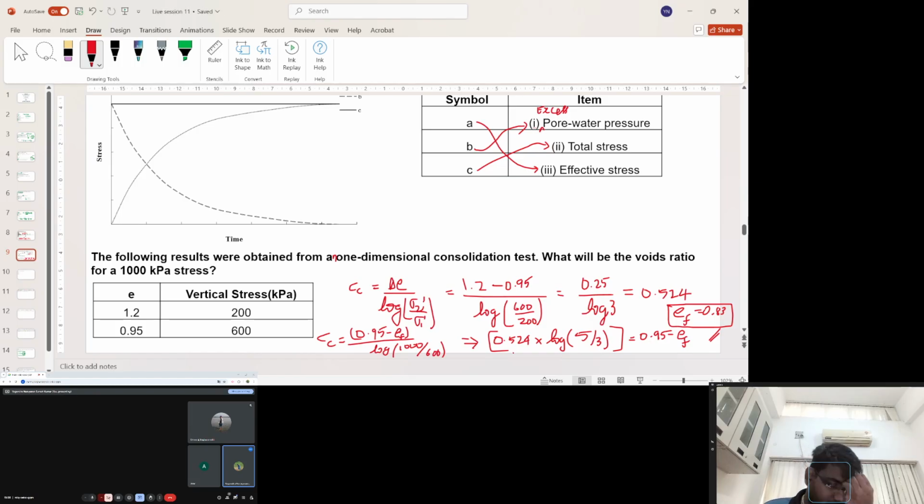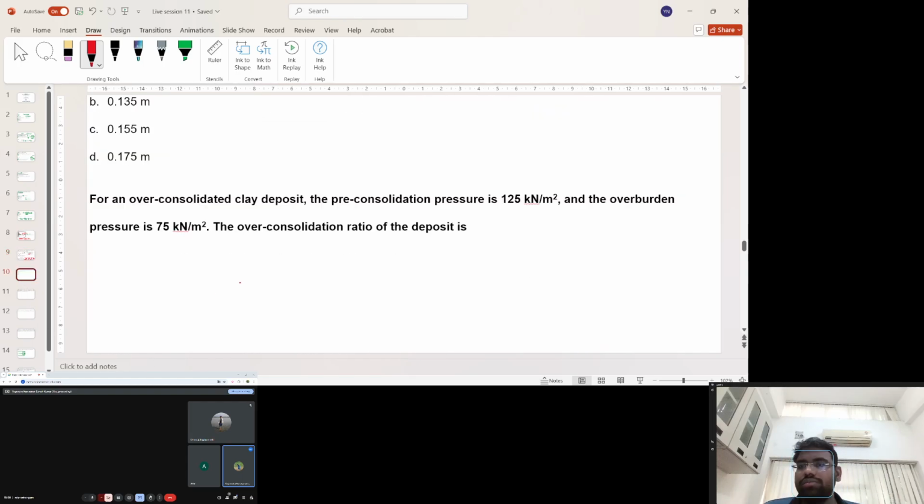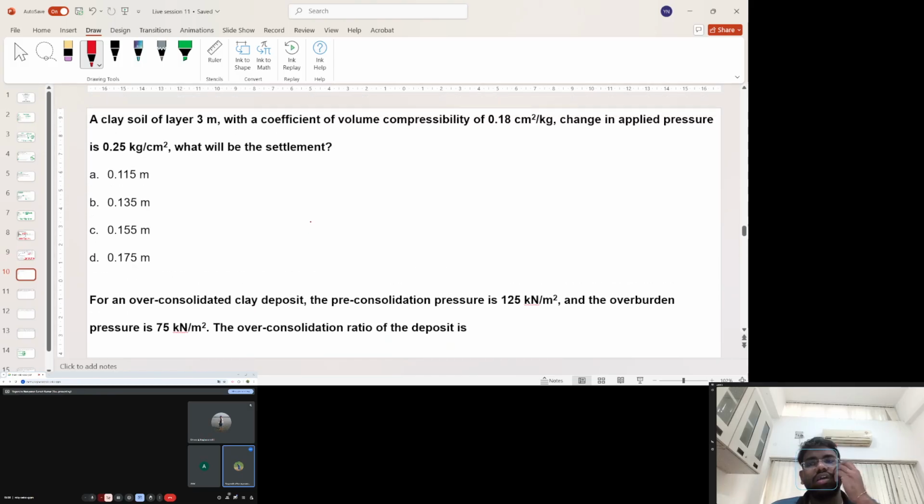Any doubts? No, sir. Thank you. Fine, right? So coming to the next question. A clay soil layer of 3 meters with a coefficient of volume compressibility of 0.18 centimeter square per kg and a change in applied pressure of 0.25 kg per centimeter square, what will be the settlement? How will we calculate it?